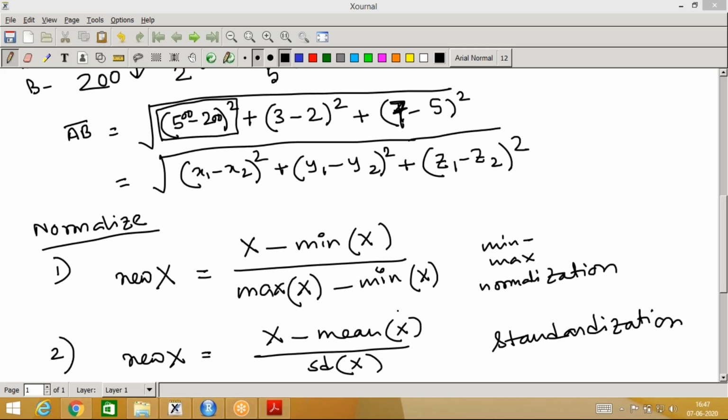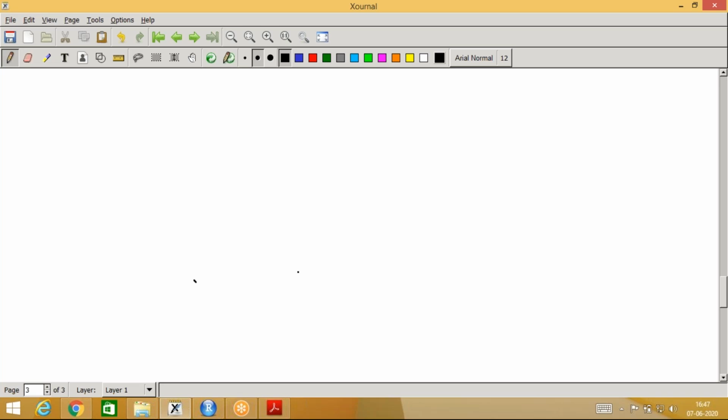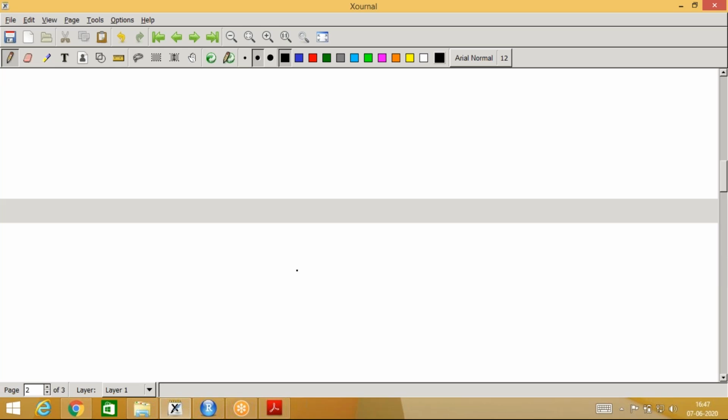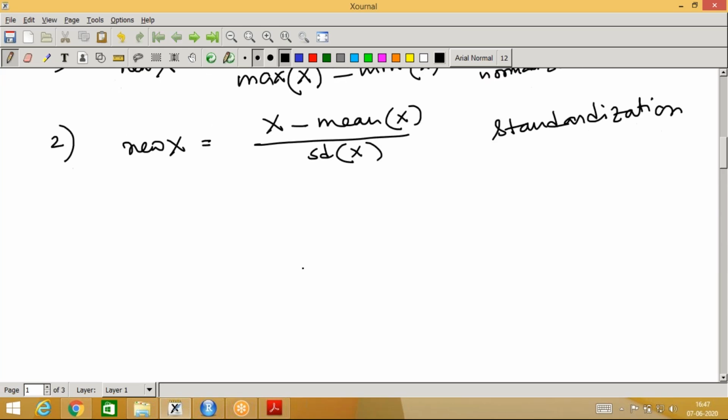So the first objective is to normalize. After you normalize, you can use the Euclidean technique to find out the distance. Before normalizing, you cannot do that. Fair enough? Are you with me? So you have to normalize your variables before you can go ahead. Is it okay? Okay. Now, still our problem is not solved.